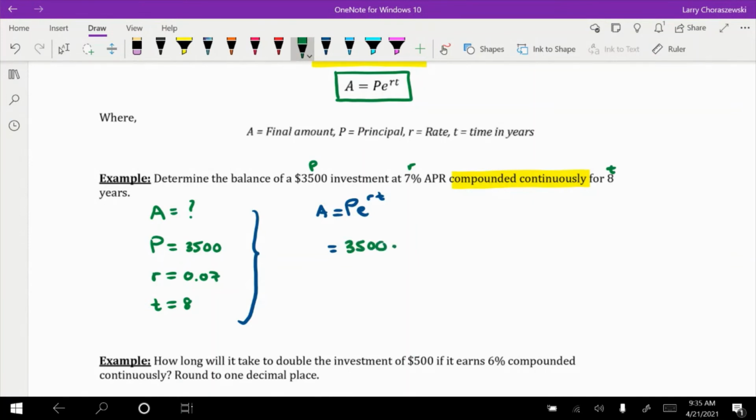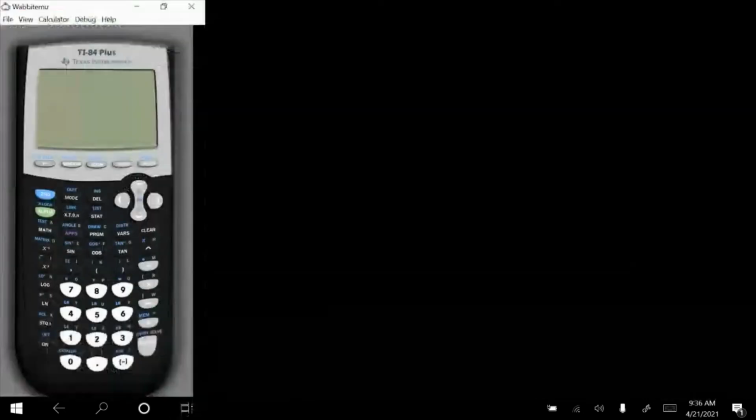So this will be 3,500 times, Tom Sawyer, you got it, e, and in its power, going to be 0.07 times 8. If we want, we can multiply 8 by 0.07 to get 0.56. And then we'll punch this into our calculator and round it to the nearest penny. Okay, so 3,500. To get e on the screen, it's second ln. And in the exponent will be 0.56.